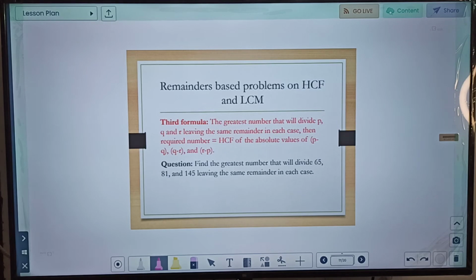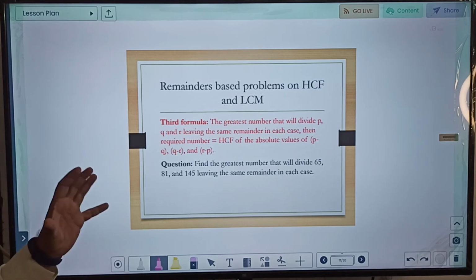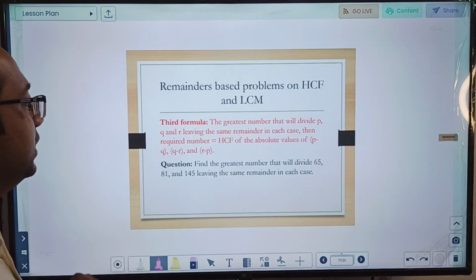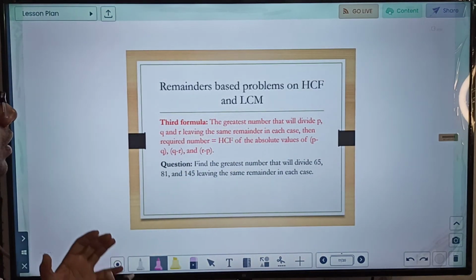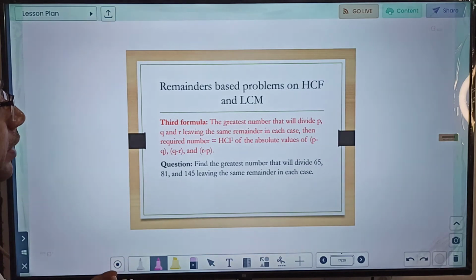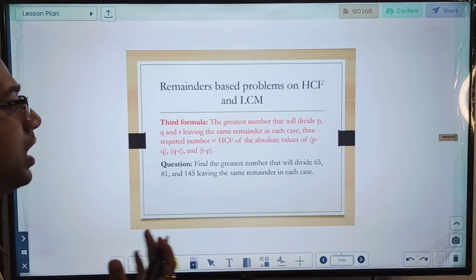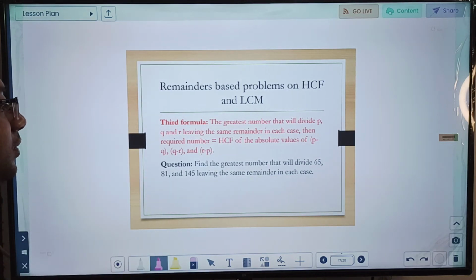So what the third property has to say is the greatest number which will divide P, Q and R, leaving the same remainder in each case. If we are given a greatest number, we have to find which is dividing P, Q, R, leaving the same remainder. So how is it different from the previous question? In the previous question 3 numbers were there, 3 remainders were there. So basically it is the same application.